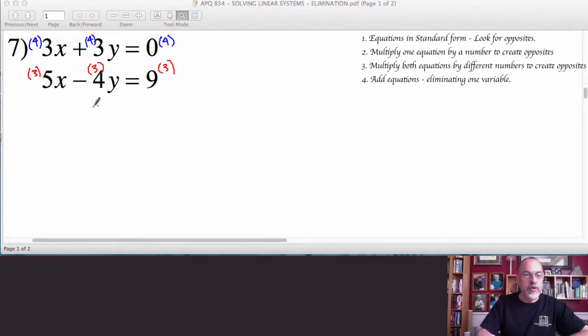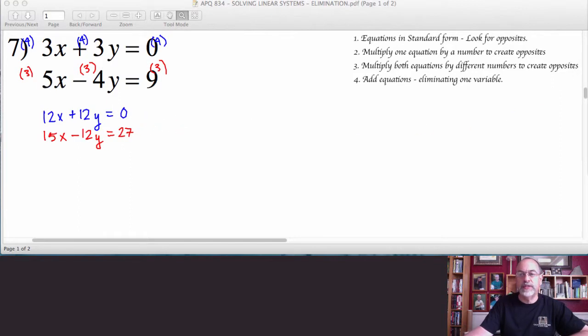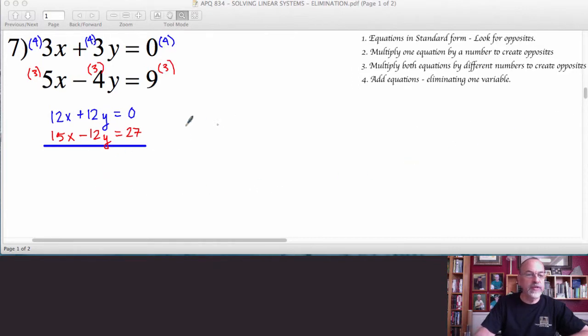So we'll multiply these equations, creating our new and equivalent equations. 4 times 3, that's going to be 12x. 4 times 3 is going to be 12y. And 4 times 0 is 0. Then for my second equation, 3 times 5 is 15x. 3 times -4 is -12. There are my opposites. And then 9 times 3 is 27. I now have my opposite coefficients that I need, so I can go ahead and just add these equations together.